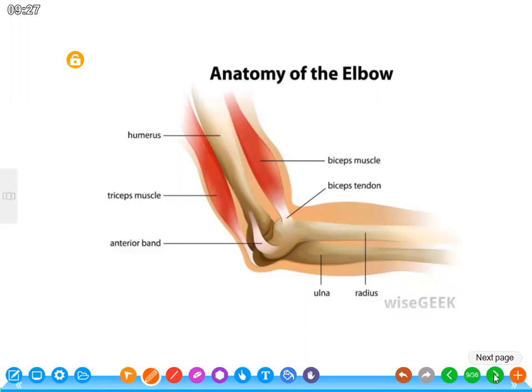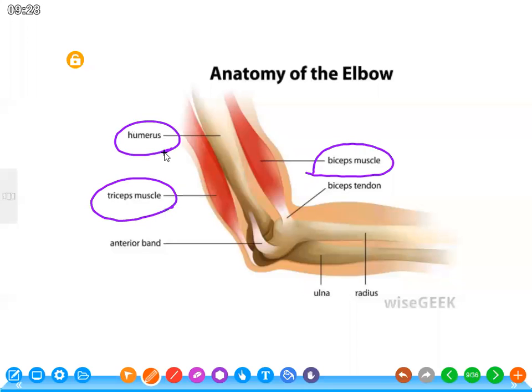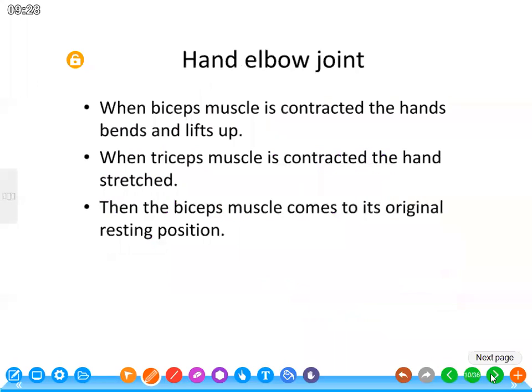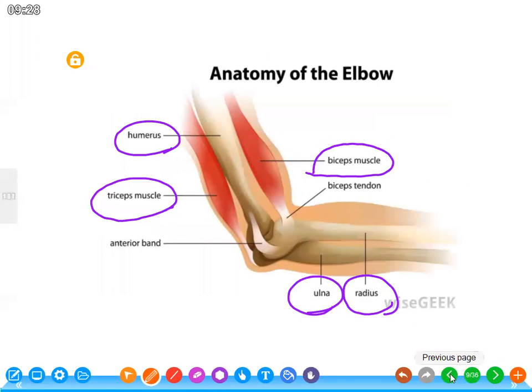Next, the anatomy of the elbow. Here, this is biceps muscle, right? This is triceps muscle. This is the humerus. This is ulna. This is radius. Here, the elbow joint.